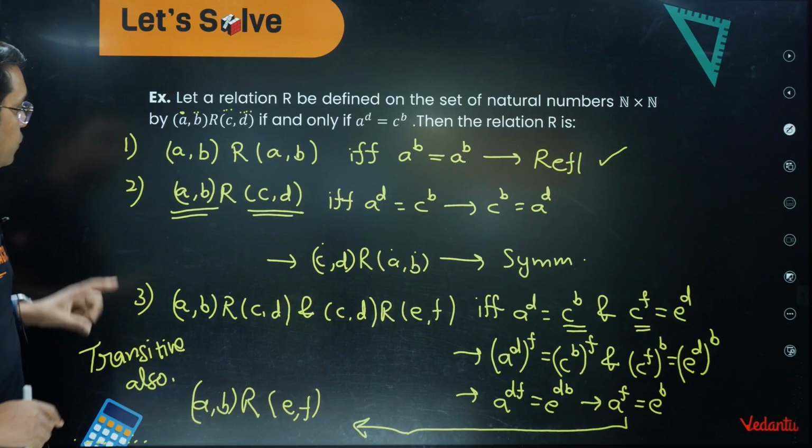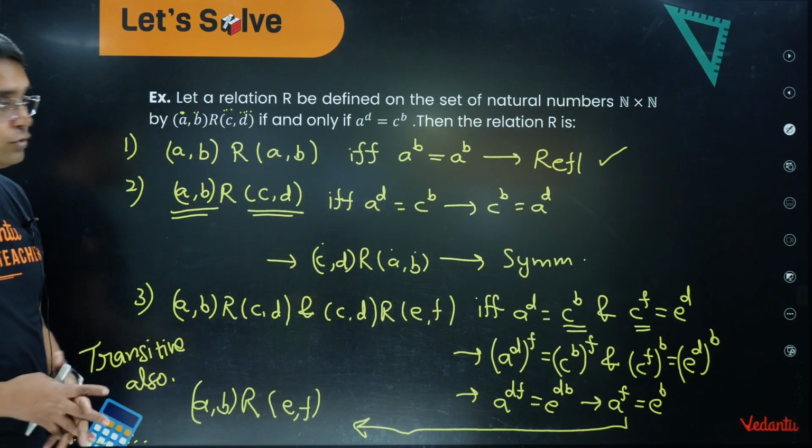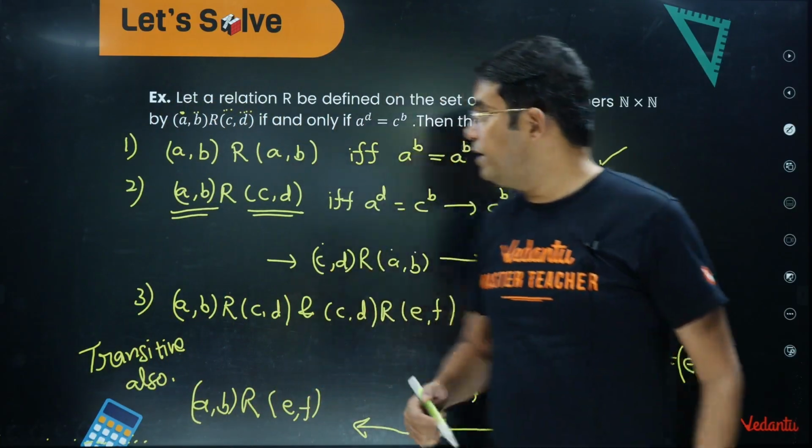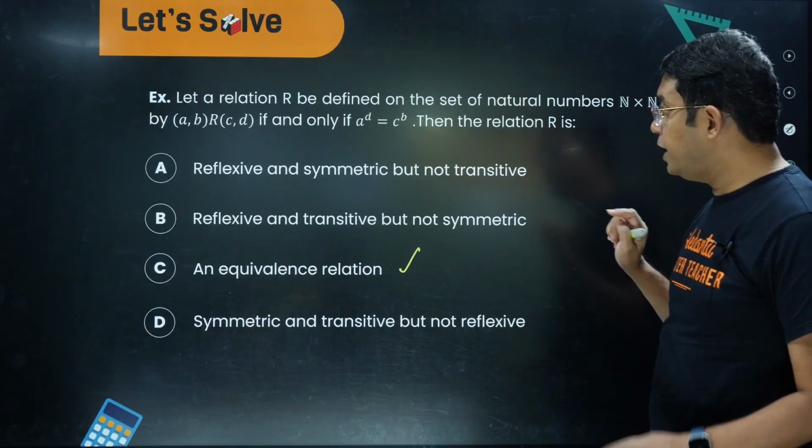Okay, so this is how this question is done. It is reflexive, it is symmetric, and it is transitive. So this is actually an equivalence relation. Let's see what the options are. The equivalence relation is one of the options, so that should be the answer.